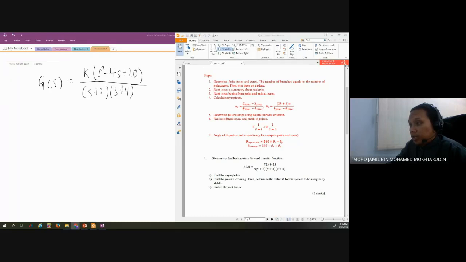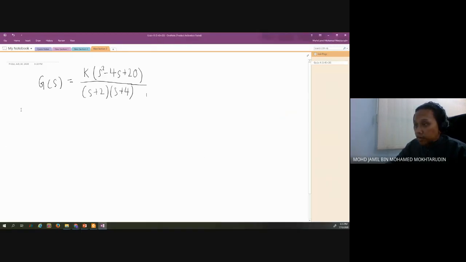Because this is unity feedback, you only need G(s) to determine the finite poles and zeros. But if it's not unity feedback, then you need to find the closed loop transfer function first, and then determine the finite poles and zeros. So step 1, poles: we look at the denominator, so s equals −2 and −4. And then you determine the zeros from the numerator.